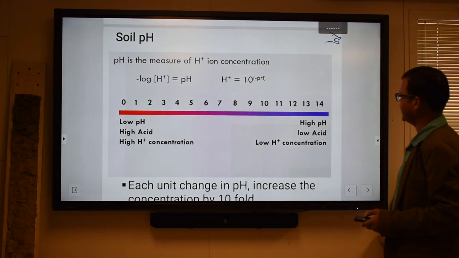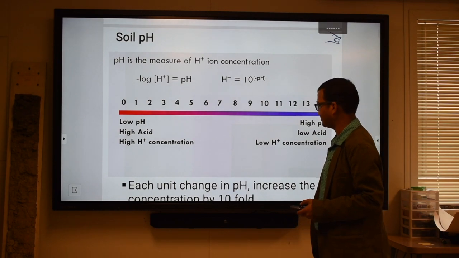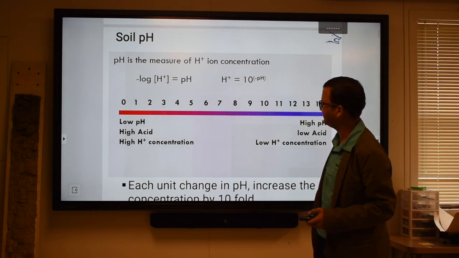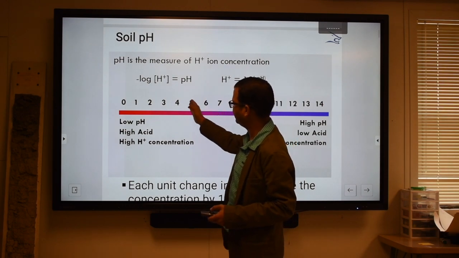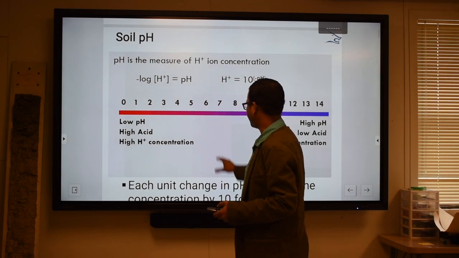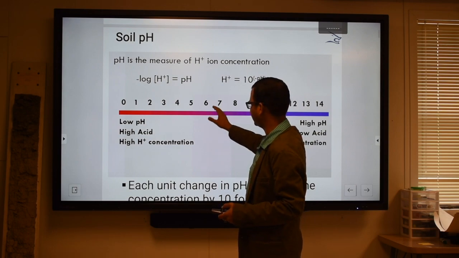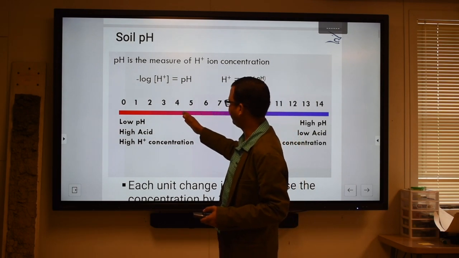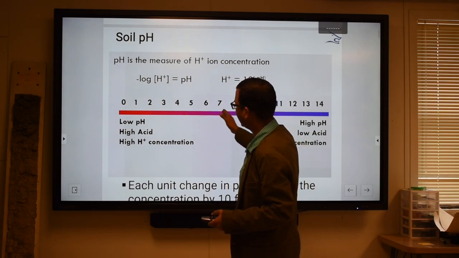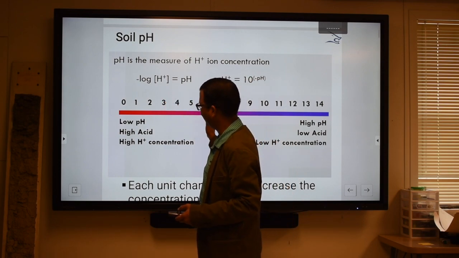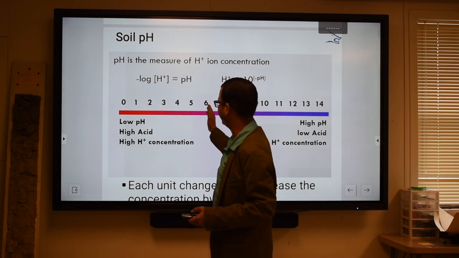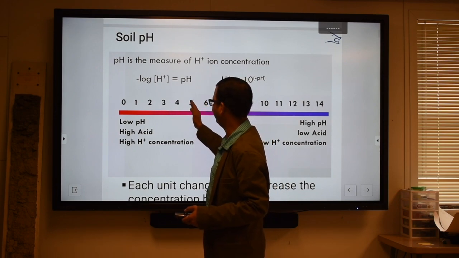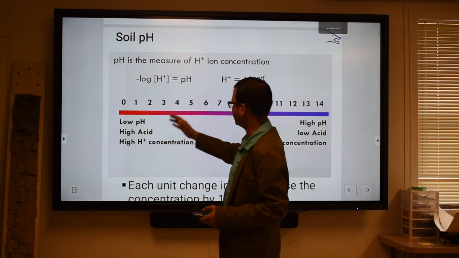Each unit change in the pH changes the concentration by tenfold. What that means is, if you have a soil pH of 6 and it goes down to 5, it increases the concentration of hydrogen ion by tenfold. The same goes from 6 to 5, 5 to 4, 7 to 6, and so on.